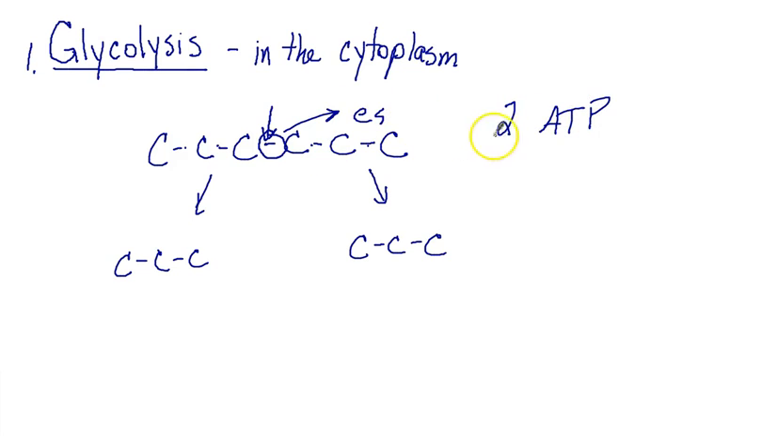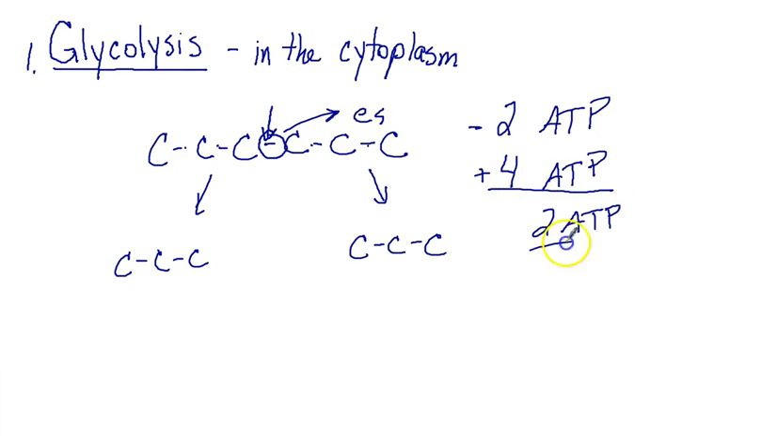Those 2 ATP will help to get the ball rolling, and by the end of the process, the whole process will make 4 ATP. So when we take a look at glycolysis, our net ATP coming out of glycolysis is 2 ATP.